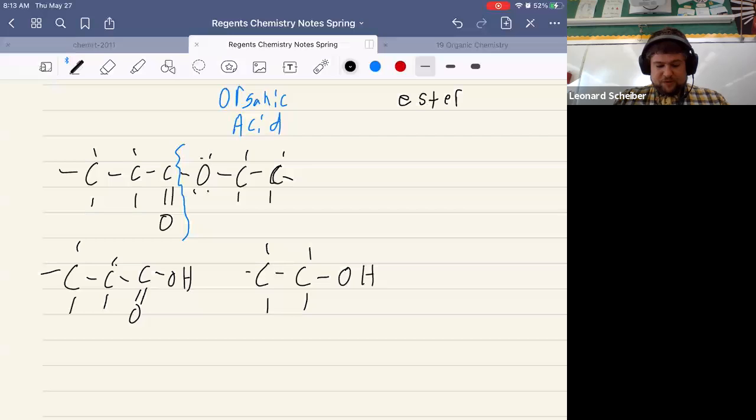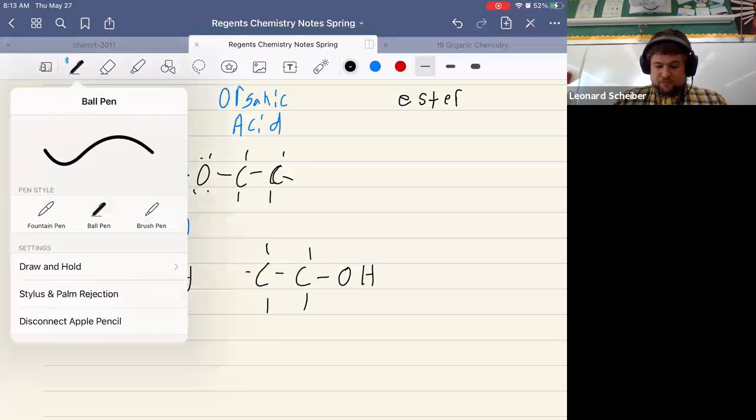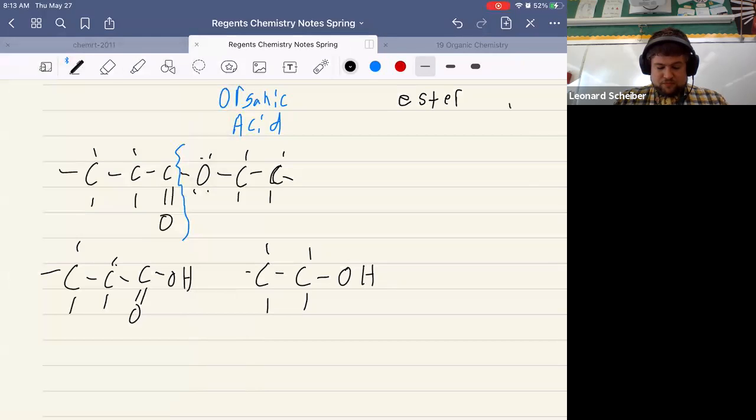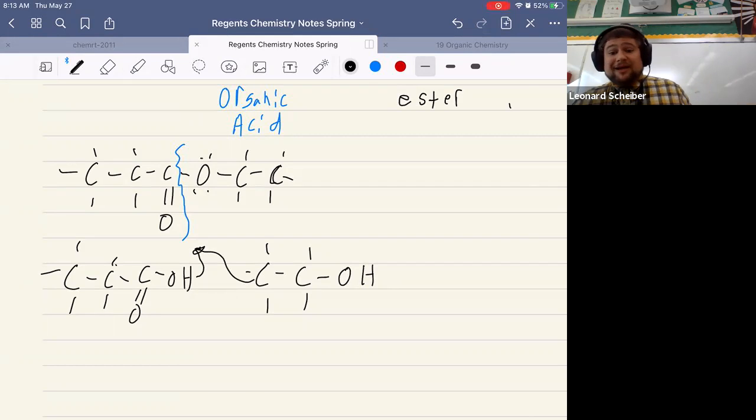Right? So if you combine these two, you create that ester. And that's how we do esterification.